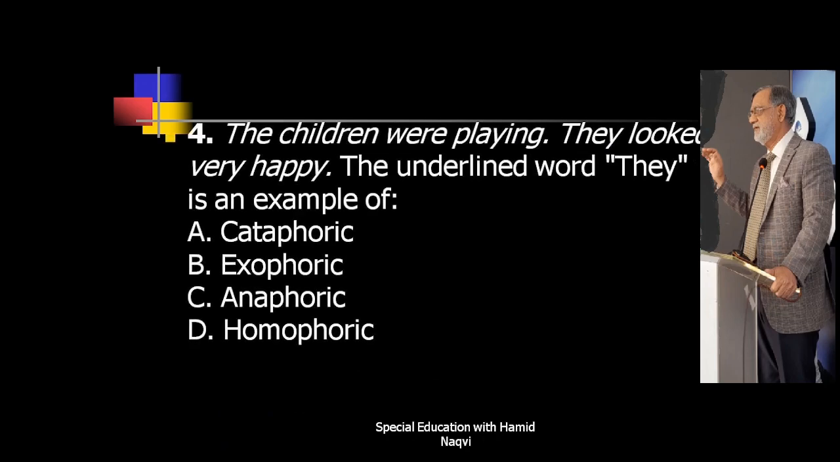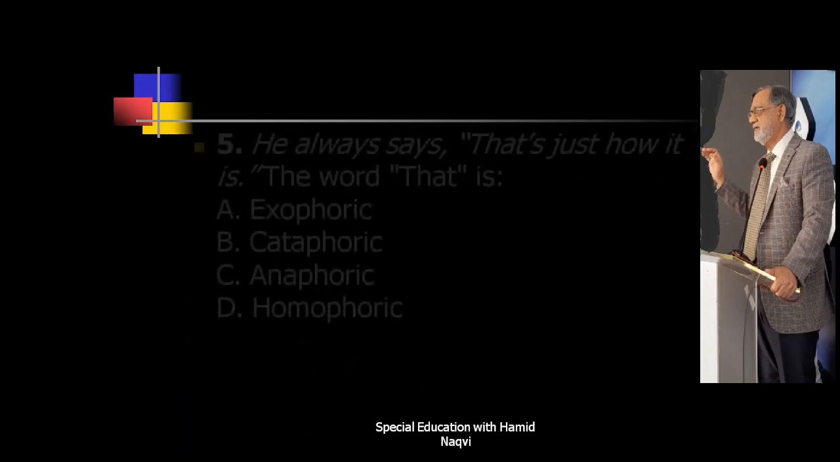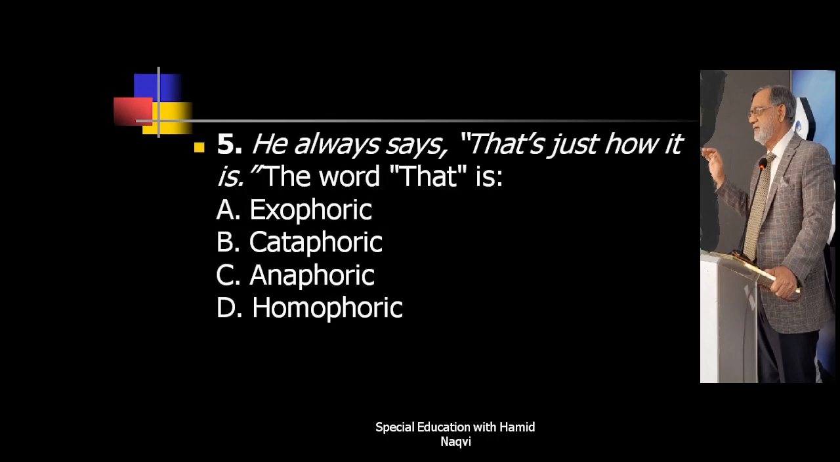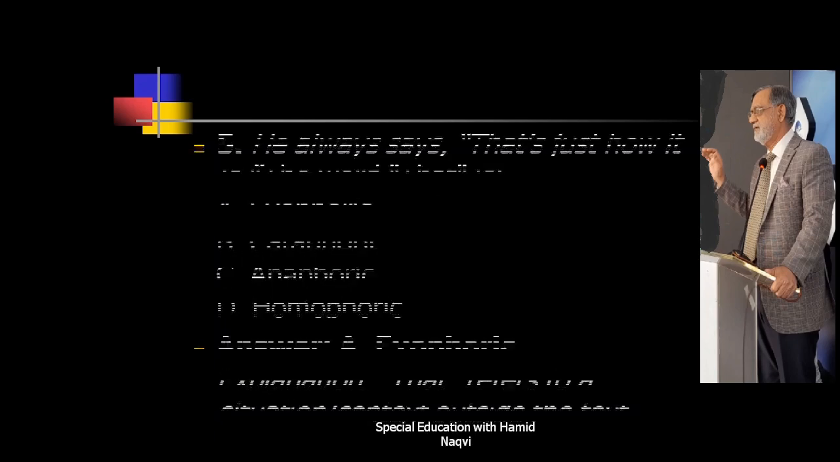Then the children were playing. They looked very happy. The underlined word they is an example of what? Cataphoric, exophoric, anaphoric, or homophoric? The answer is anaphoric. They refers back to the children. Next: he always says that's just how it is. The word that, what is it? The answer is it is exophoric, because it refers to a situation outside the context.